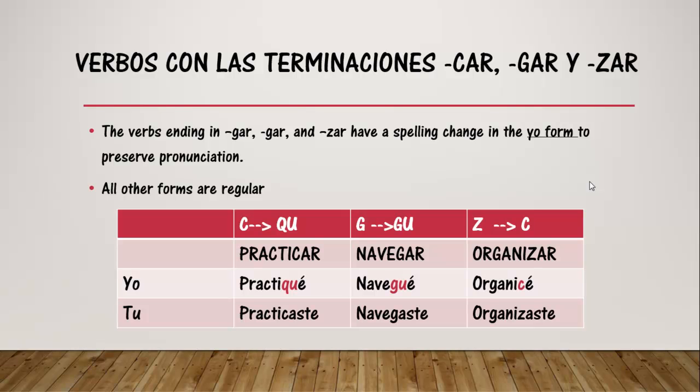Then we have the verb navegar. This is a gar verb, so when you take off your AR ending, you're left with a G. Well, that G is going to turn into a GU. Okay, so yo navegué, N-A-V-E-G-U-É. And then the tú form is regular, navegaste. And then with zar verbs, for example, organizar, you're going to take off your AR ending, you're left with a Z. That is going to be changed to a C in the yo form, so organicé. Okay, and the tú form is going to be regular, organizaste.